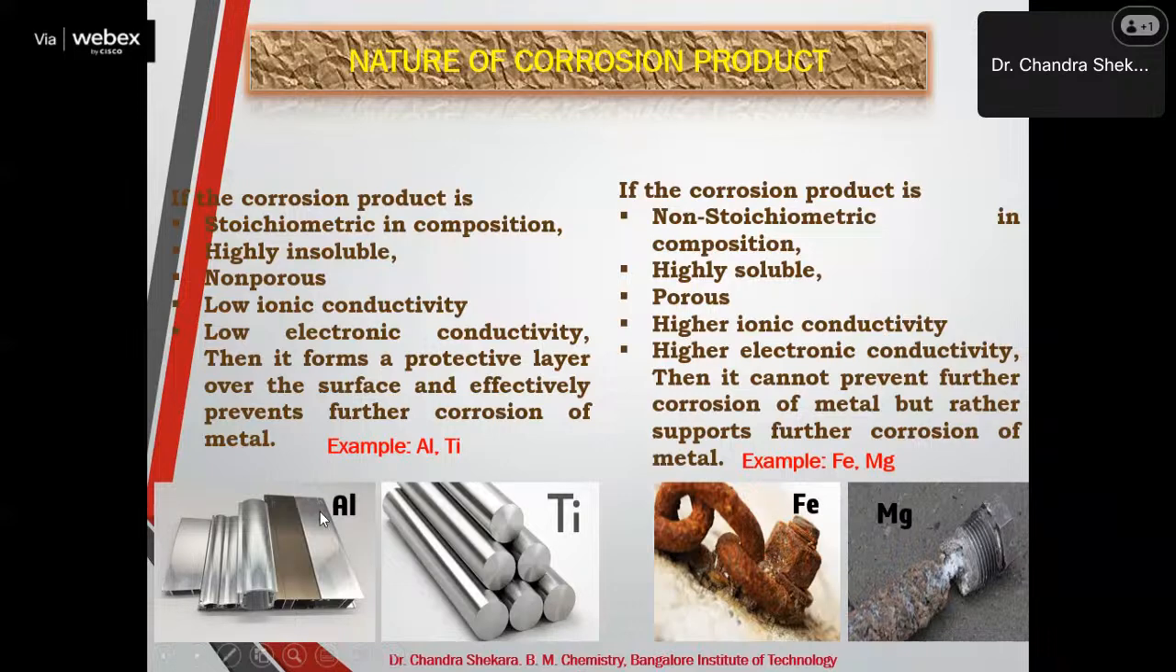Therefore, the impact of electrode potential on the rate of corrosion we observe only in the other category of metals, which we call active metals. For example, lithium metal, sodium metal, iron metal, magnesium metal, zinc metal. In these active metals, the corrosion product formed is non-stoichiometric in nature. It is highly soluble and highly porous. It exhibits very high ionic and electronic conductivity. Therefore, the corrosion product cannot prevent further corrosion of the metallic material.